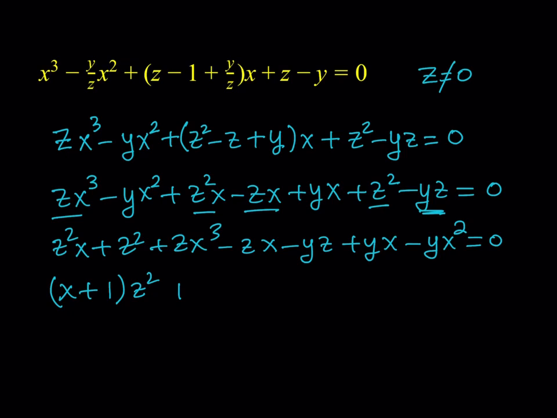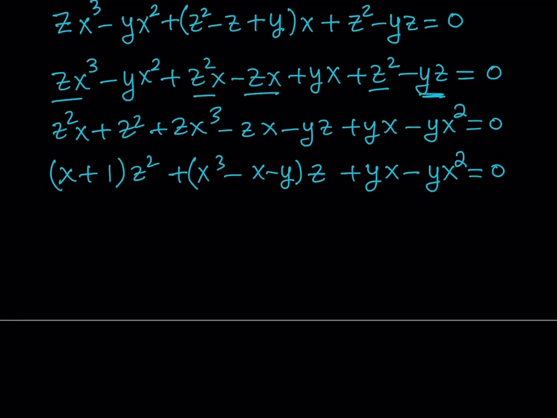Okay. So these two will give us that, and then plus everything that contains z, x cubed minus x minus y multiplied by z. That takes care of the z terms. And then finally, we have our constant yx minus yx squared equal to 0. All right, beautiful. Now, my equation is a quadratic in z. And I can just treat x and y as constants and z as the variable and just go ahead and solve it.